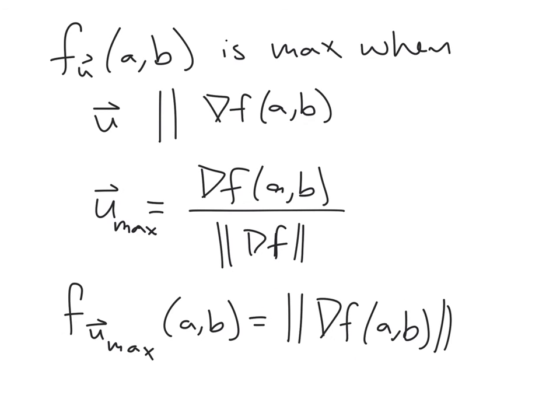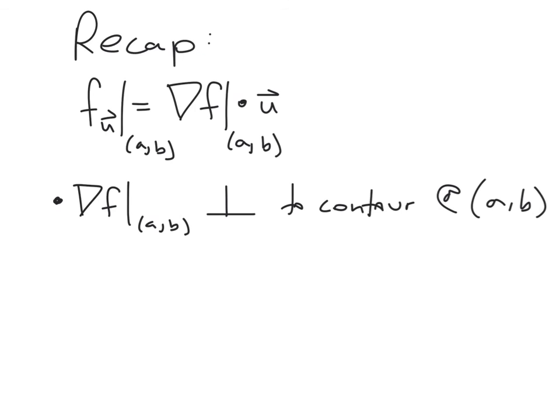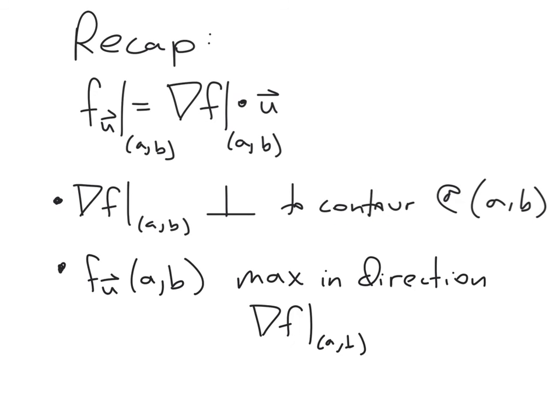And so the largest slope that we can find for the function at a point is the magnitude of this gradient vector. To recap, the directional derivative of f in the direction of u at the point (a, b) is this gradient vector of f at (a, b) dotted with the direction vector, and the gradient vector is perpendicular to a contour line at the point (a, b). The directional derivative is maximized when we move in the direction of the gradient of f at the point (a, b), and it has the maximum value of the magnitude of this gradient vector evaluated at that point.